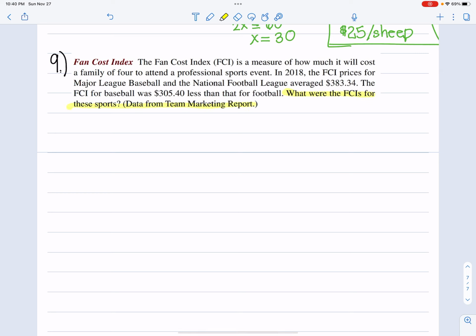So I want to know what was the FCI for both sports, basically. What was the FCI for baseball? What's the FCI for football? That's what I want to know. Okay, so that's what it wants to know here. So you could label it. I'm always using X and Y. I don't care what variable you use.